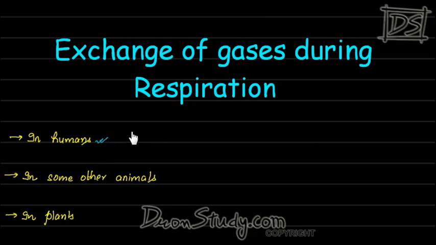And in all the other big animals like tigers and elephants, the system of exchange of gases is more or less the same. So we don't need to see much about them if we study humans. But in some animals like fish, we have a completely different mechanism. We'll see that too. And in plants, how the exchange of gases occurs, we will see that too.